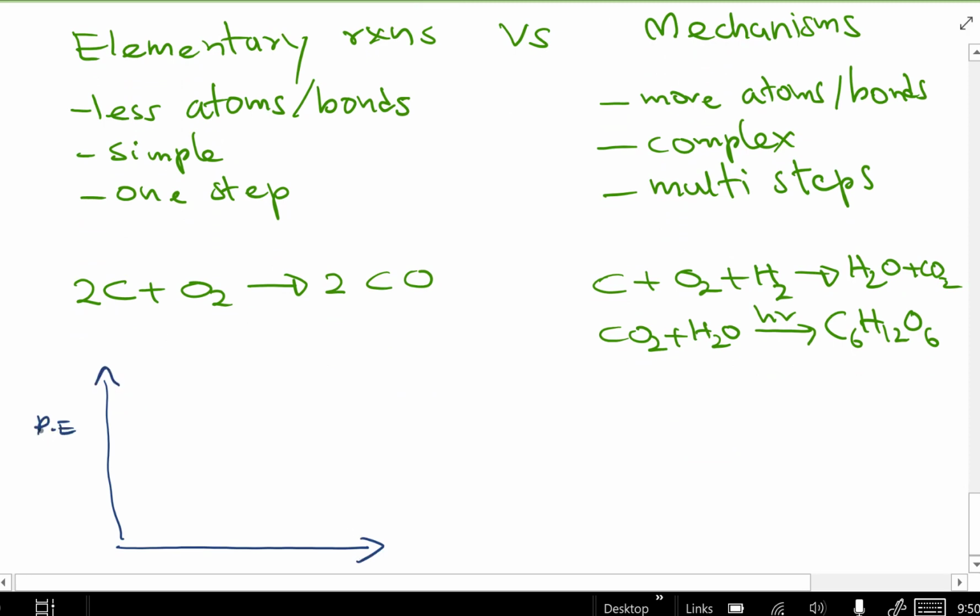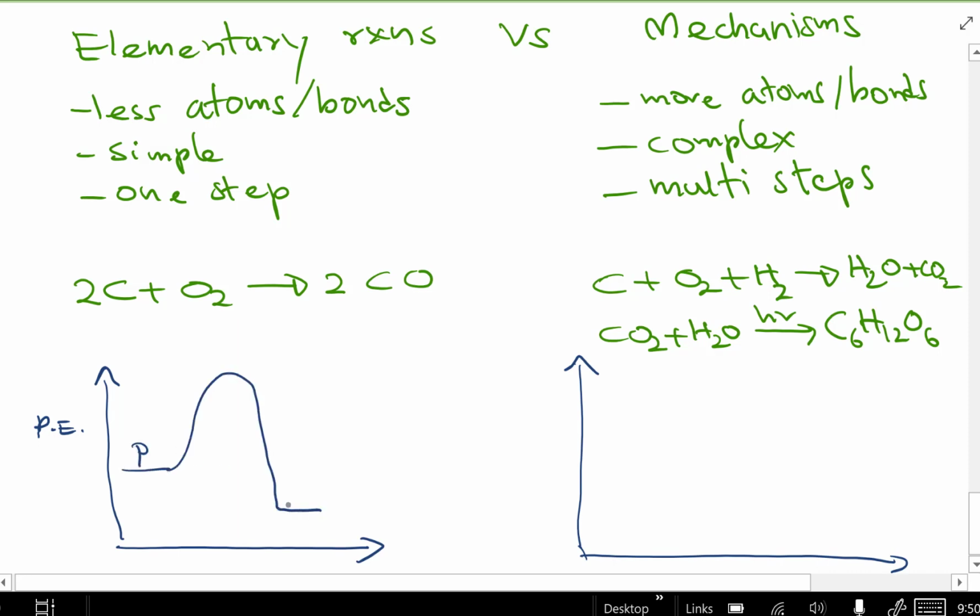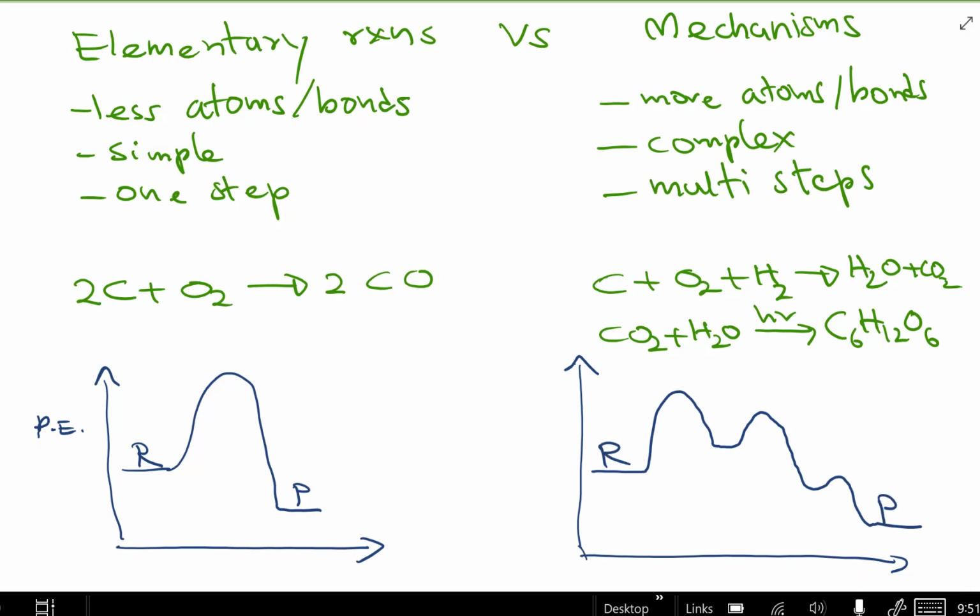We also want to pay attention to the potential energy diagrams for elementary reactions versus mechanisms. Elementary is a simple hump, one step, reactants and products, right? And a multi-step has, of course, a few bumps, with reactants and products at each end. Now what's the difference? This one is called the transition state.